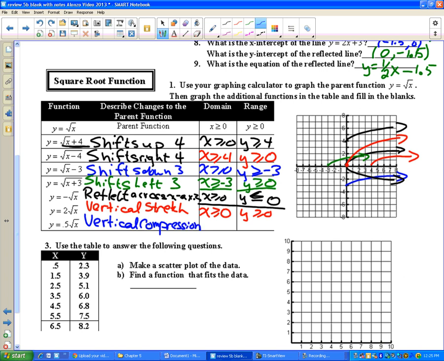Vertical stretch is stretching up in a vertical sense. Vertical compression is being pressed down in a vertical sense. And my domain and range don't change. Okay. So that means that this is going to start at 0, 0 and then come up in a smaller fashion. All right. That is square root functions.